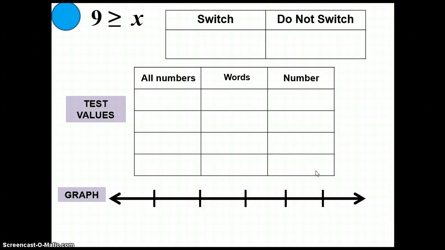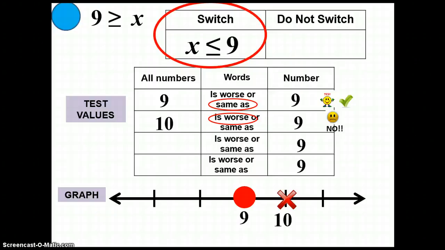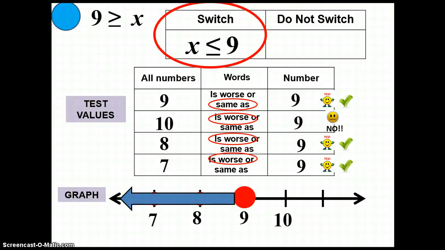All right, hopefully you paused. So we will switch this symbol. We will compare it all to 9. 9 is the same as 9. Some other numbers: 10 is worse? No, 10's not worse, so it's not going to be included. But 8's worse, and so is 7, 6, 5, 4, 3, 2, 1. Try one more for the road. Actually, this might be our last one.